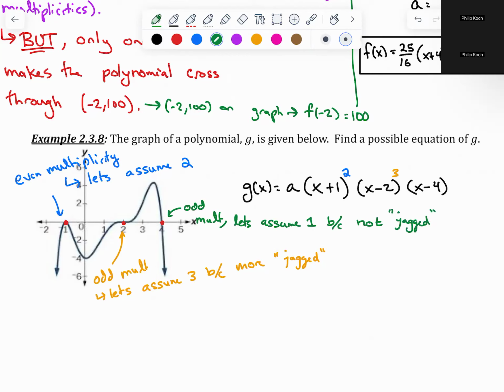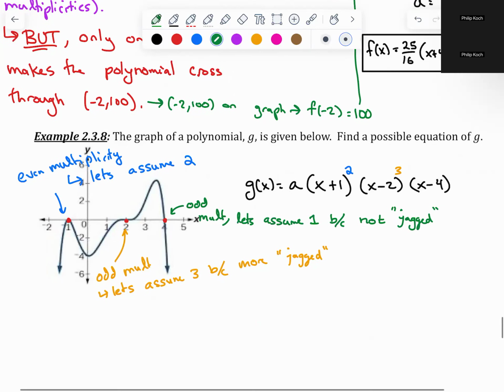Or there's no wiggle, however you want to say it, but it's just almost a completely straight line. So it's going to be to the first power. Because it's crossing the y-axis at -4 and then pointing down too, wouldn't it be a negative?